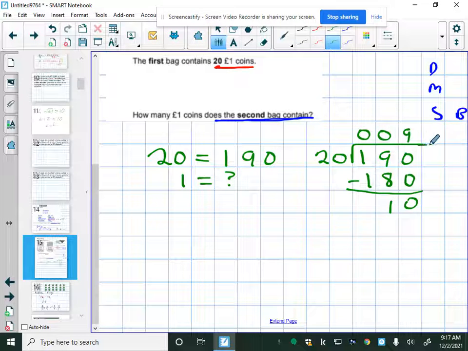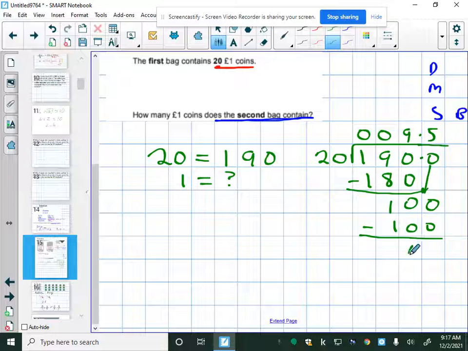Speaking of brother, I'm going to actually extend this calculation, put in an extra 0 and bring it down. This number now becomes 100. Does 20 divide into 100? Yes. How many times? 5 times. 5 20s are exactly 100. Subtract, no remainders. Now I've worked out that one coin weighs 9.5 grams. So one coin weighs 9.5 grams.